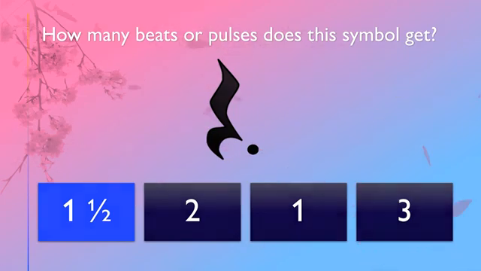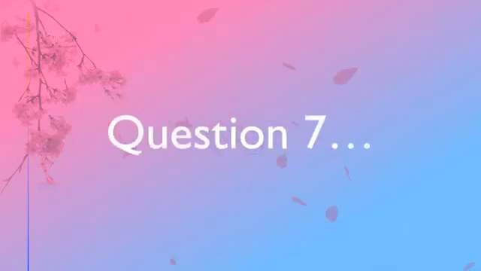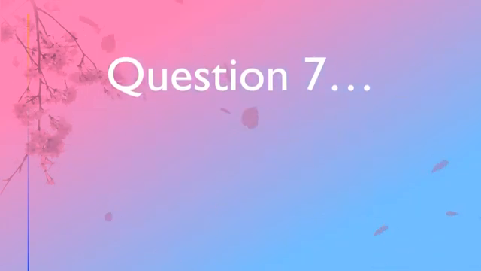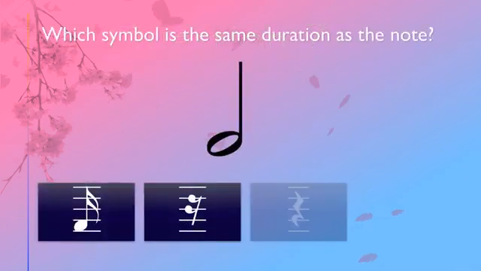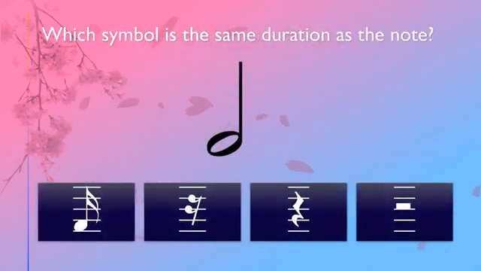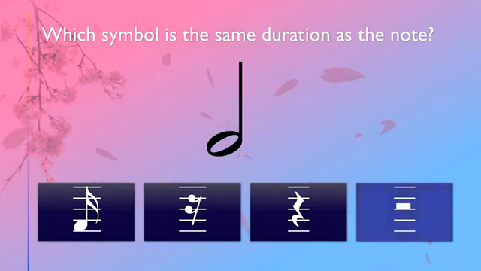Question 7. Which symbol is the same duration as the note? So which symbol is the equivalent of this one? Is it 1, 2, 3, or 4? It's number 4. This is a half note and a half rest.